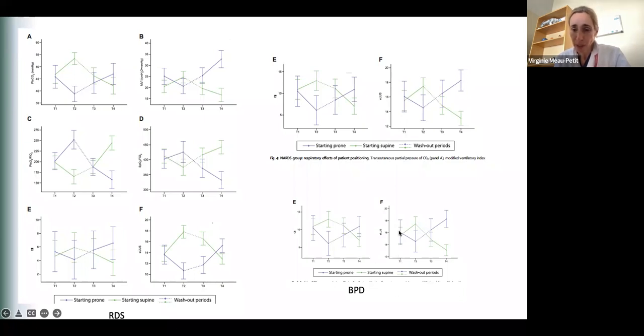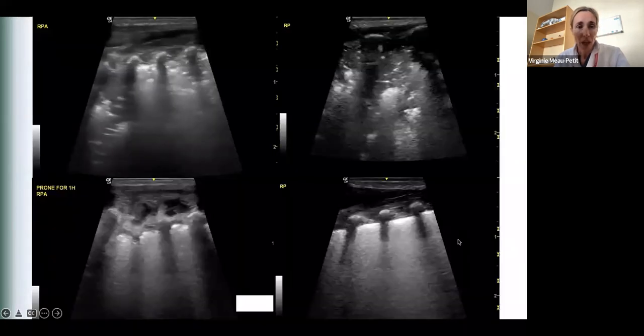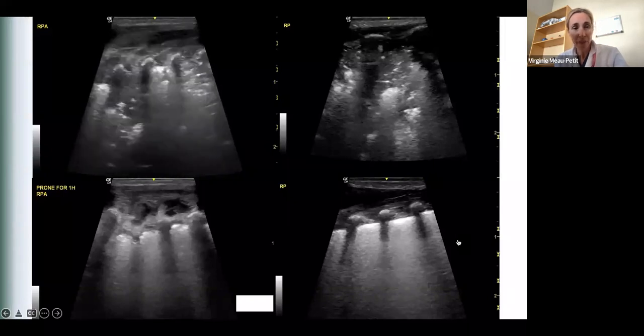And for BPD patients, the same, you have some improvement, and then you have an increase in the lung ultrasound score. So yes, you have a benefit from prone positioning, but just after the prone positioning, and it's not really persisting.